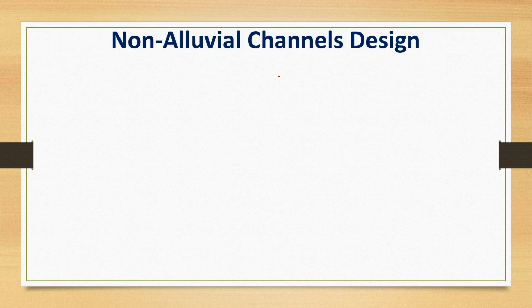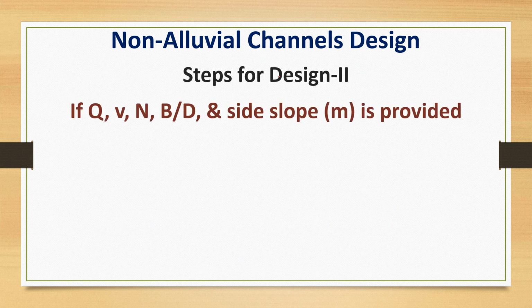So for the channel design of non-alluvial canals, we have case 2. For case 2, there is a little bit of difference in the given data. In this case, we will be given discharge Q, V, N, Manning's coefficient. In the last case we had S, but in this case, we are given the B by D ratio, the ratio between the breadth of the channel, the bottom width, and the depth of flow, and the side slope. So the other four things are the same, but here only S is replaced with B by D. So there will be a minute change, but this will be an easier question as compared to the last case.